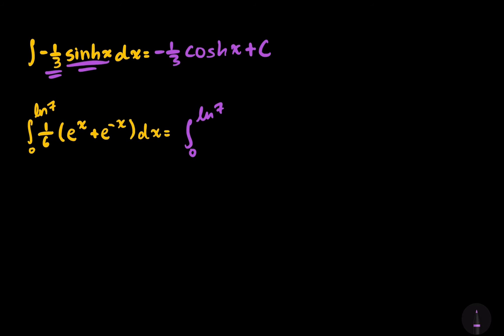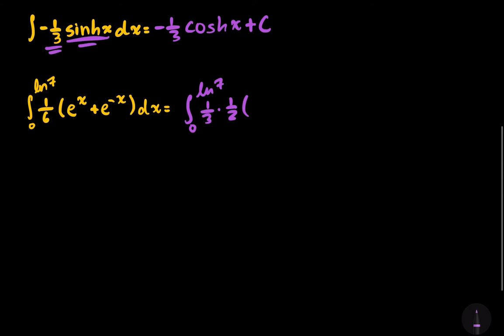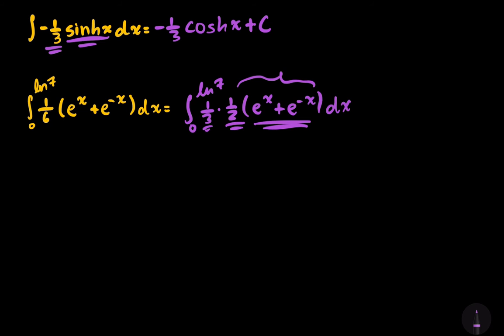Over here we have a 1/6, but what we really want is just a 1/2. So we can express this 1/6 as 1/3 times 1/2, because when you multiply this out, it's basically just 1/6. Then we just have e^x + e^(-x), and then dx. Now we have this 1/3, the scaling factor, and this 1/2 times (e^x + e^(-x)), which we can rewrite as cosh(x). We simply get the integral from 0 to ln 7 of 1/3 cosh(x) dx.